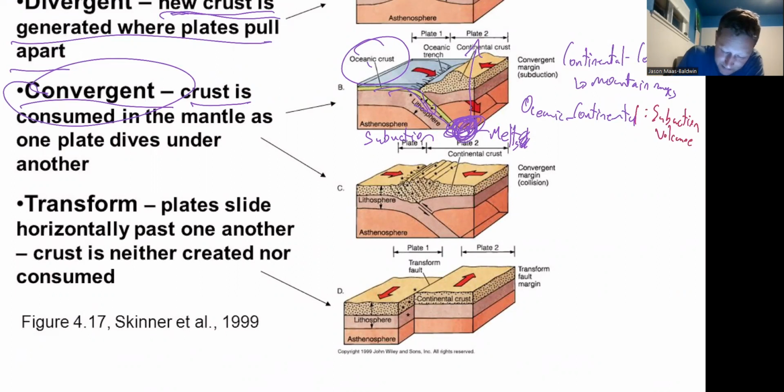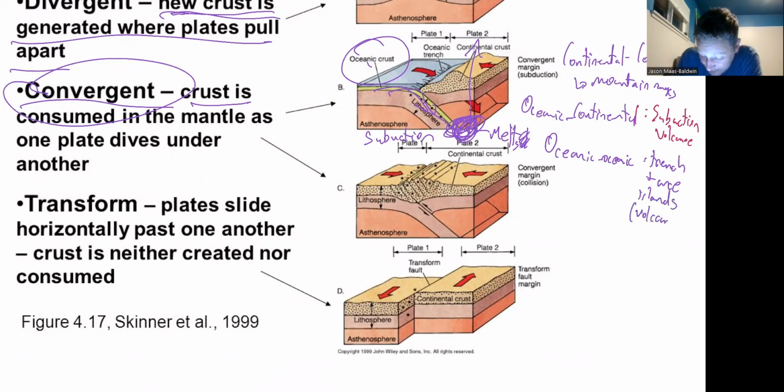And I'll go back to my purple here. And then an oceanic-oceanic convergence forms a trench plus arc islands. Arc islands form from those subduction volcanoes. Again, arc islands are just islands formed as subduction volcanoes.